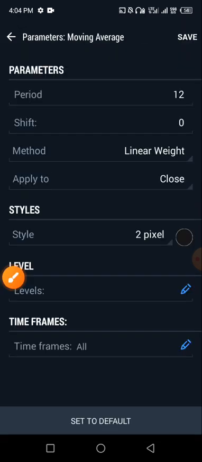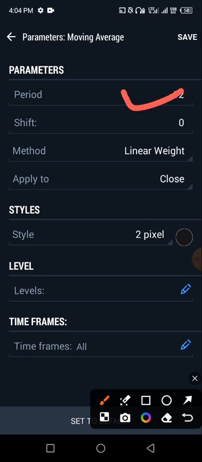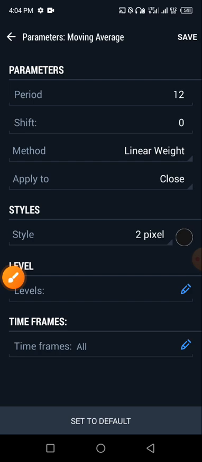And then for the last moving average, our period is 12, our shift is 0, linear weight is our method, we apply to close, and this is how we want to add it on our screen. So guys, you can click on save.